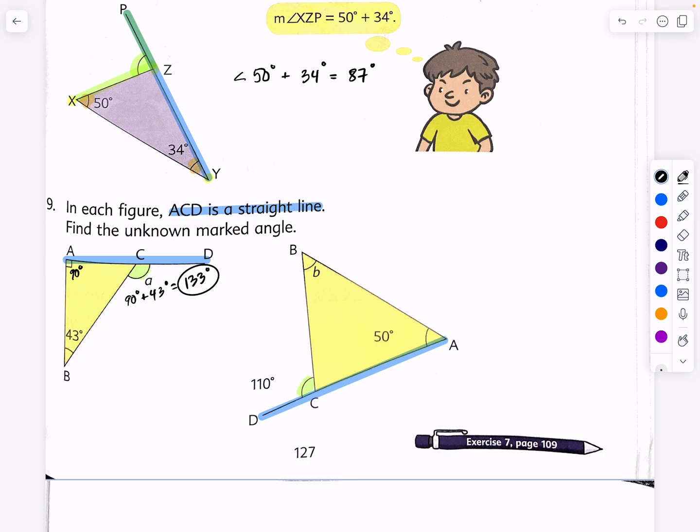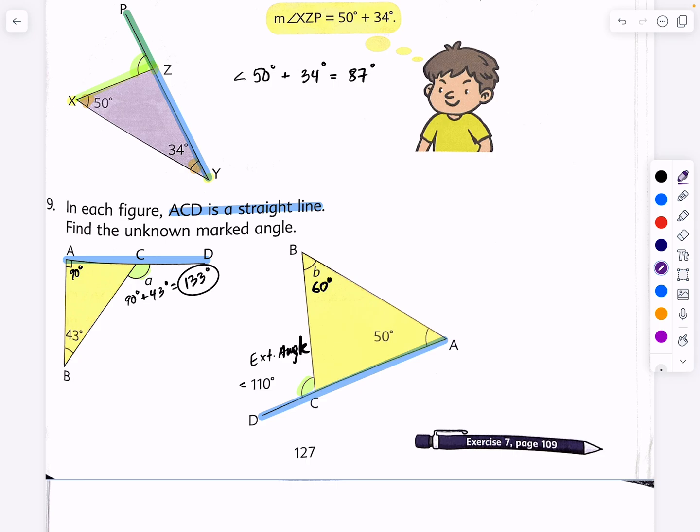Now, in the following problem, we are given the exterior angle. Here's our exterior angle, and it equals 110 degrees. We know one angle is 50. How can we find the missing angle? Well, I hope you understand that only 60 and 50 inside the triangle will give us an exterior angle of 110. I'm going to extend this problem.